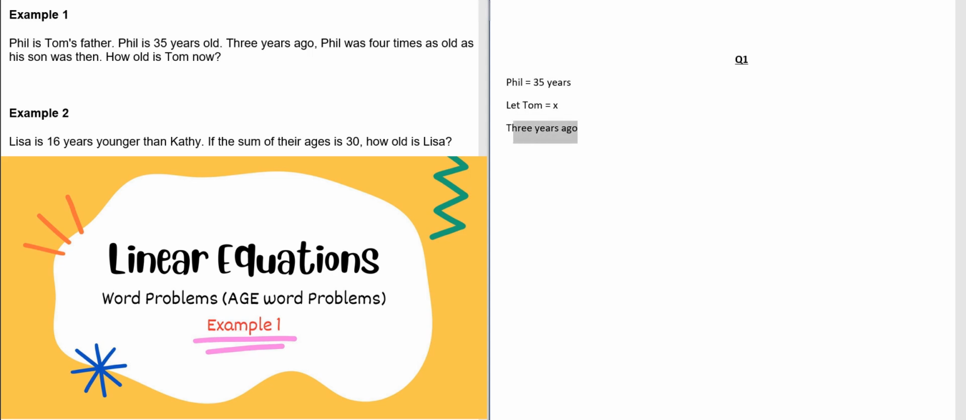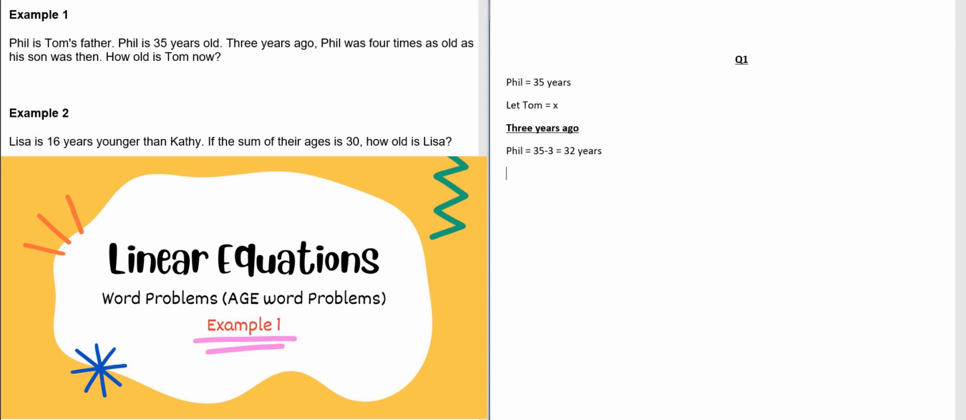So 3 years ago, what happened? You can see that the question says that 3 years ago, Phil was 4 times as old as his son was then. So we need to first find the age of Phil 3 years ago. So 3 years ago, Phil will equal 35 minus 3, which will give us 32 years.